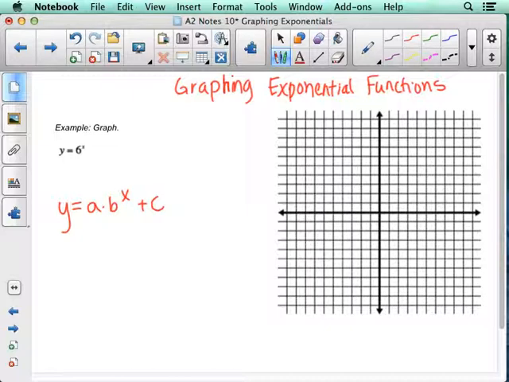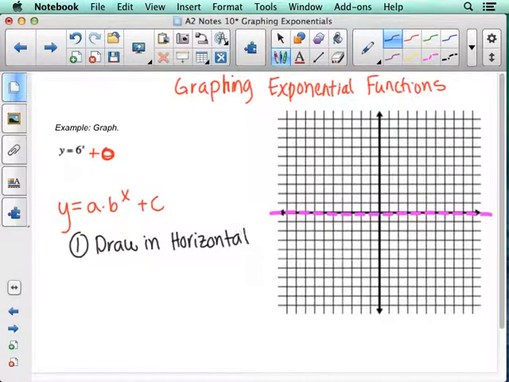So here, the first thing I want to look at is I notice that there's no c. So I have plus 0 here. So my horizontal asymptote is going to be at 0. So I'm going to put in a dotted line at 0. So that's step 1, draw in the horizontal asymptote. And that's basically just your c value, whatever's being added or subtracted outside.